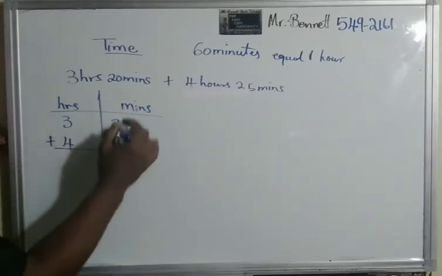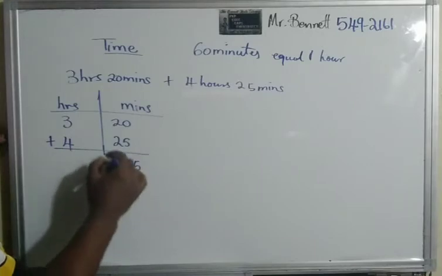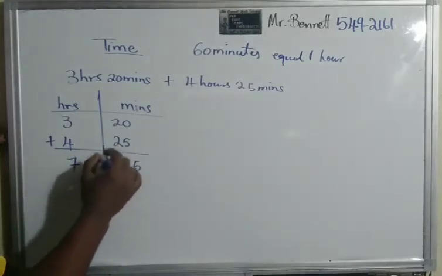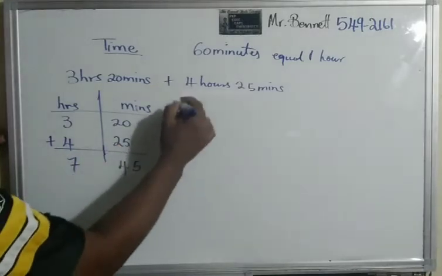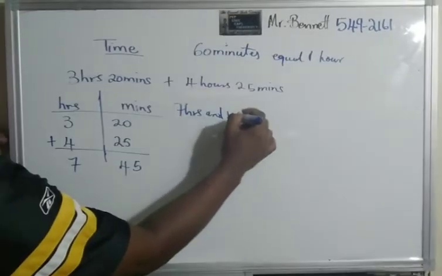Then we can add. So that will give us 5 plus 0. Start from this, right? So it will be 45 minutes. And this will be 7 hours. So basically the answer would be 7 hours and 45 minutes.